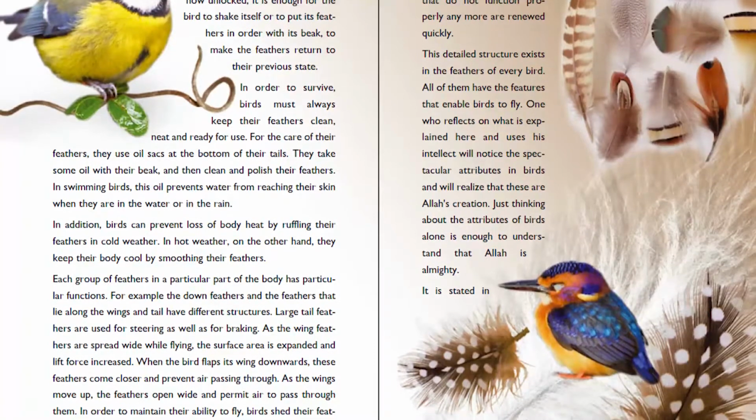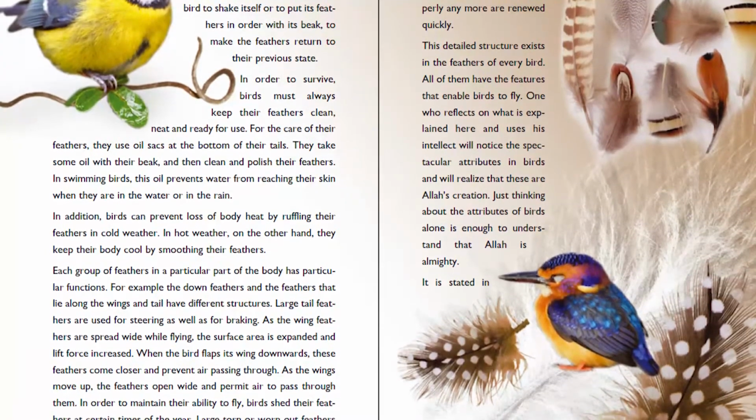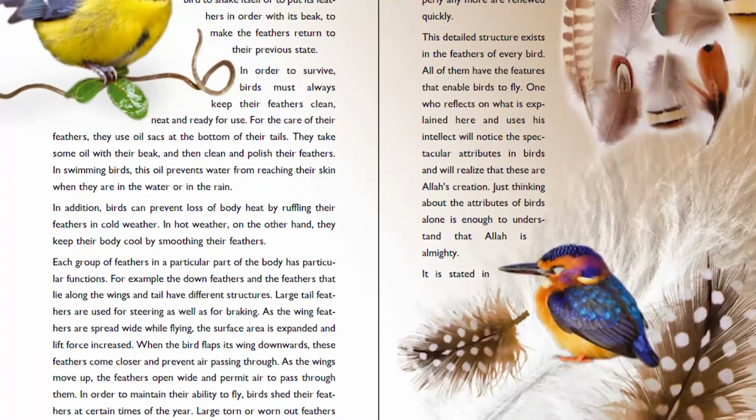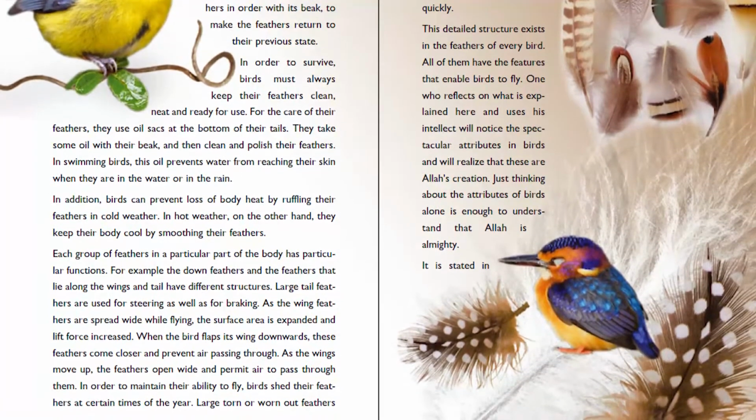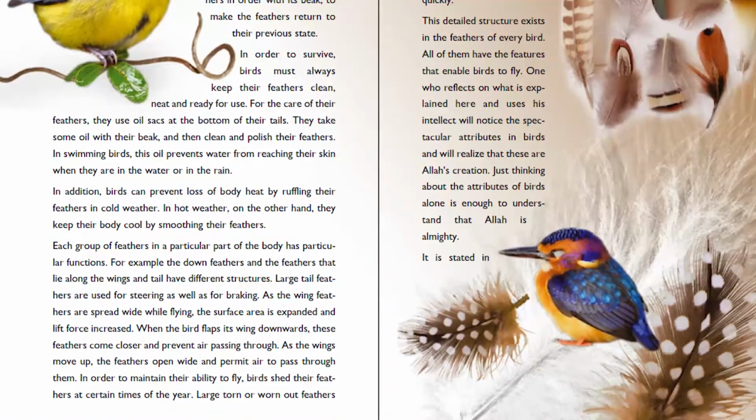As the wing feathers are spread wide while flying, the surface area is expanded and lift force increased. When the bird flaps its wing downwards, these feathers come closer and prevent air passing through. As the wings move up, the feathers open wide and permit air to pass through them.